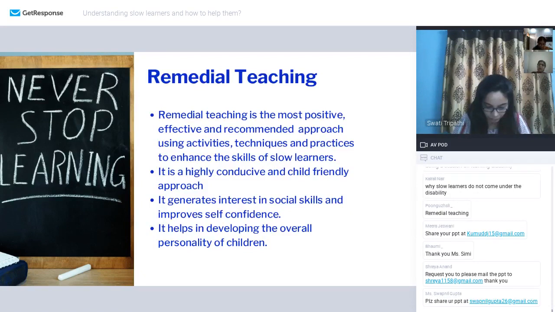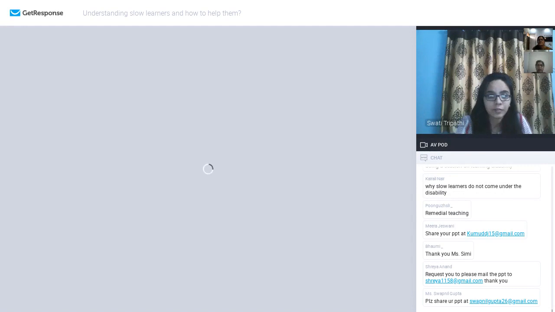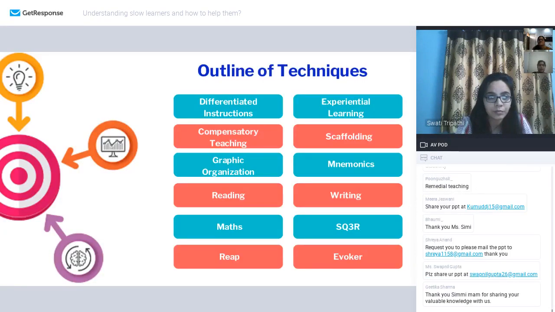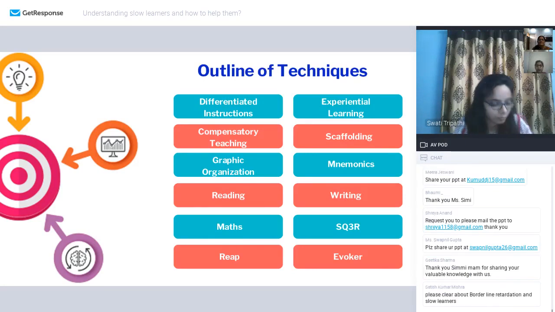The methods which are used in remedial teaching are discussed in the later slides. The first method is the differentiated. These are the outline of the techniques which we'll be discussing in detail in our next slides. The next slide, please.